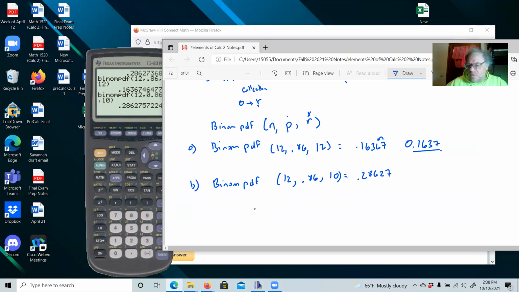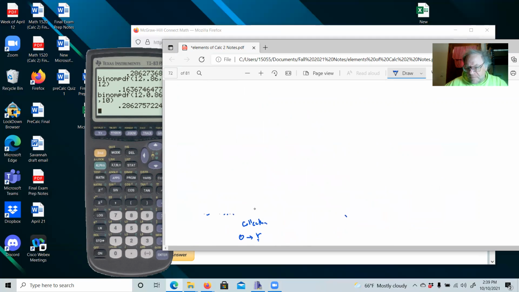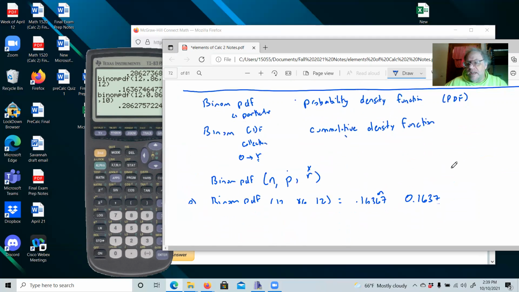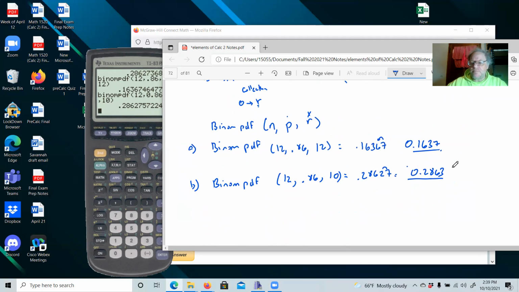0.28627, which is going to round up, right? So we have 0.2863. And we could check up what's happened. When we did it by hand, we could check, hey, we got exactly the same number here. Okay, and that's what's supposed to happen. All right.